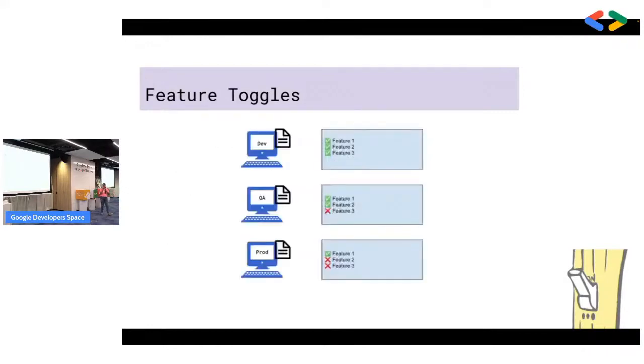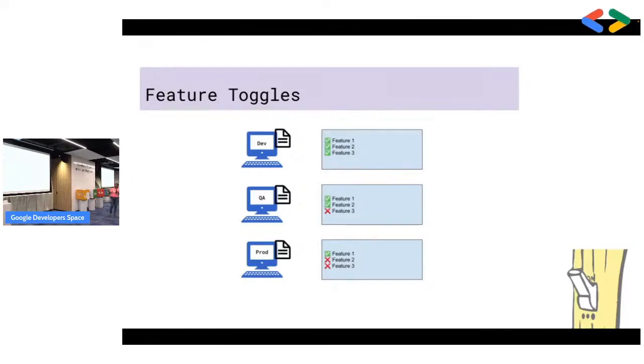So this is essentially a very simplistic way of doing it, right? You have these different environments. You have a development environment, you have a test environment, you have a production environment. Each environment has a... Does it have a laser? It does, but I can't see it on the screen. Never mind. Each of them has a config file, for example, which lets you manage your feature toggles and whether they're on or off.